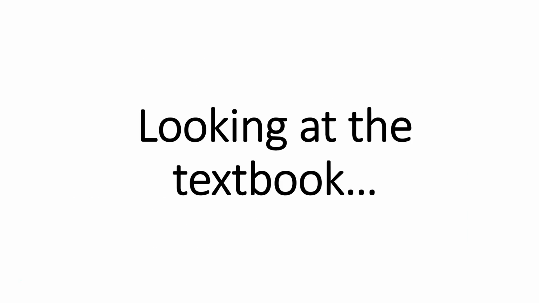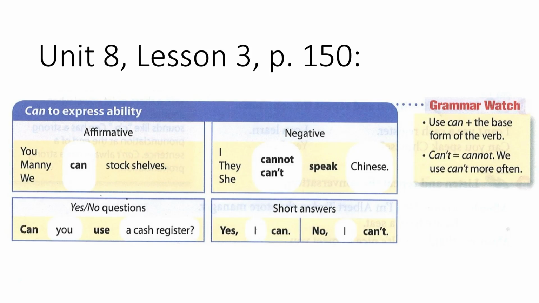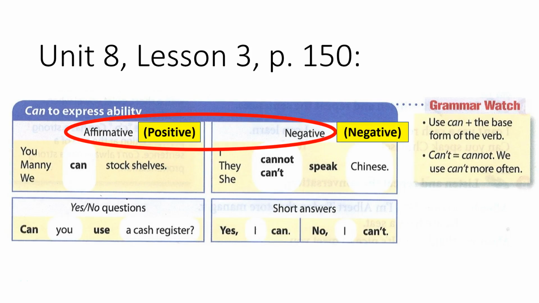Let's start by looking at the textbook. In Unit 8, Lesson 3, on page 150, you're going to see this little table. And this talks about, on the top, affirmative and negative sentences. Another way to say this is positive and negative sentences. So you can see the examples like, you can stock shelves, Manny can stock shelves, or we can stock shelves.